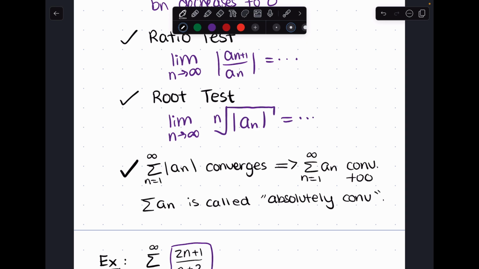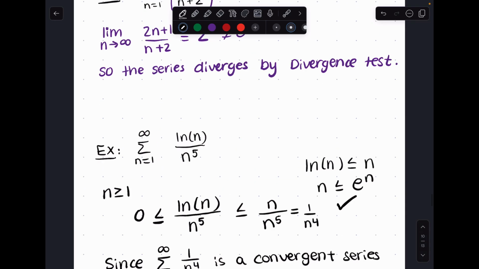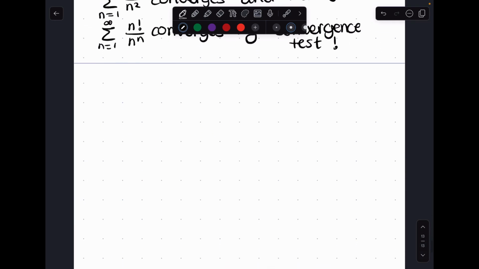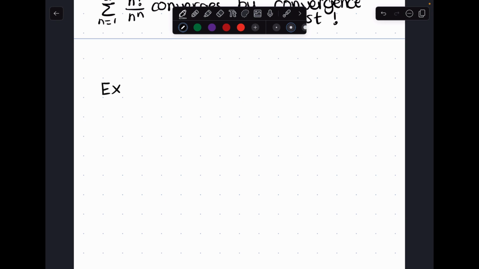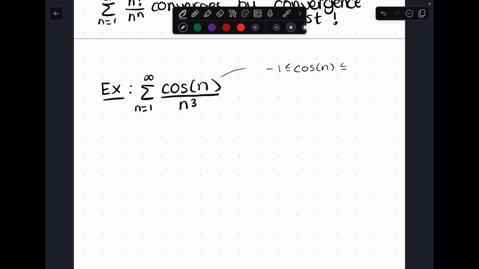And this comes in handy when we're looking at series where we have an issue with the signs changing back and forth. Let's ignore the alternating series test and think about another example, something like cosine of n over n cubed. Well, cosine of n is tricky because it has positive and negative values. We have cosine of n bounded between -1 and 1.